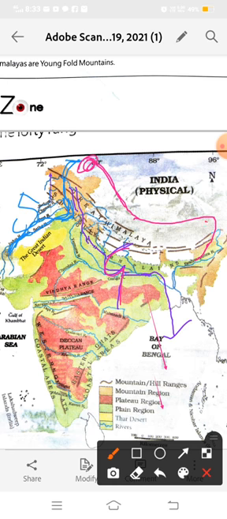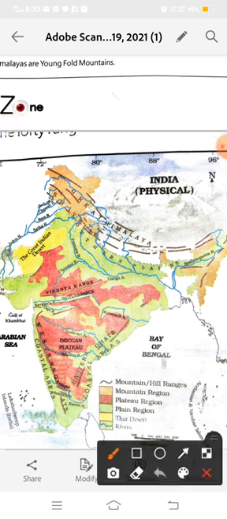you can see clearly, beta, from here this blue line is showing you the basin of Brahmaputra. This is the Brahmaputra basin, and this is the Ganga basin, and this is the Satluj basin. So the Northern Plains come in three basins: Satluj basin, Ganga basin, and Brahmaputra basin.